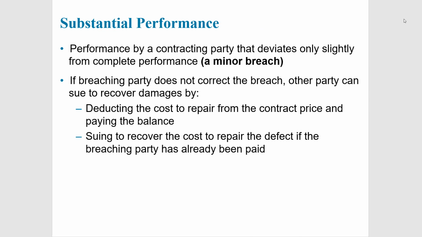Substantial performance. When we have performance that deviates only slightly from complete performance, resulting in a minor breach of contract. If the breaching party does not correct the breach, the other party can sue to recover damages. There are a couple different things you can do here. One is you can deduct the cost to repair from the contract price and then pay the balance, or you could sue to recover the cost to repair the defect if the breaching party has already been paid.